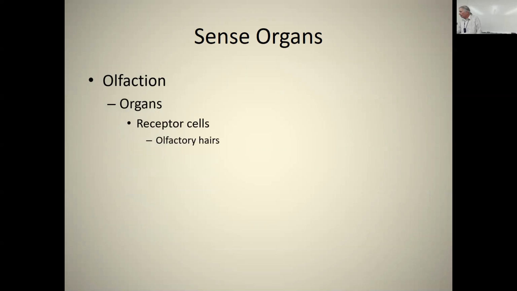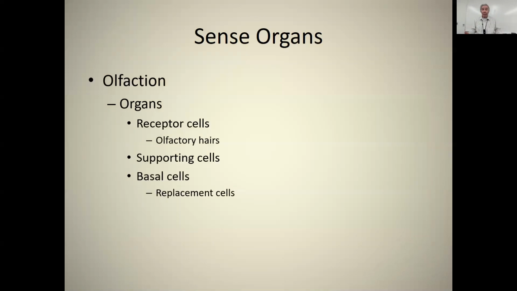Okay, so in olfaction organs, the receptor cells are in olfactory hairs and the olfactory epithelium in your nasal passages, nasal sinuses. There are also supporting cells and basal cells, and these are replacement cells. Like I said, you can replace these nerve cells, these olfactory receptors.